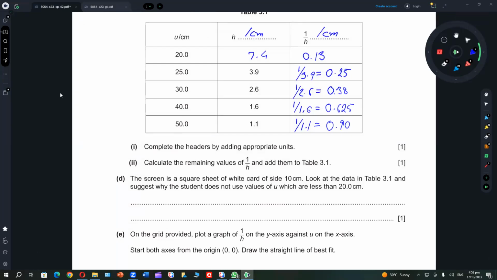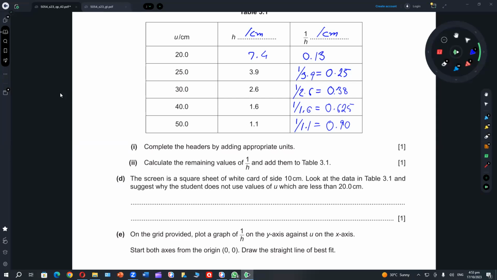The screen is a square sheet of white card of side 10 centimeter. Look at the data in figure 3.1. Suggest why the student does not use values of u which are less than 20. The student didn't go under 20. Maybe the 1 upon h, 7.4, is there. Already we have reached 7.4.